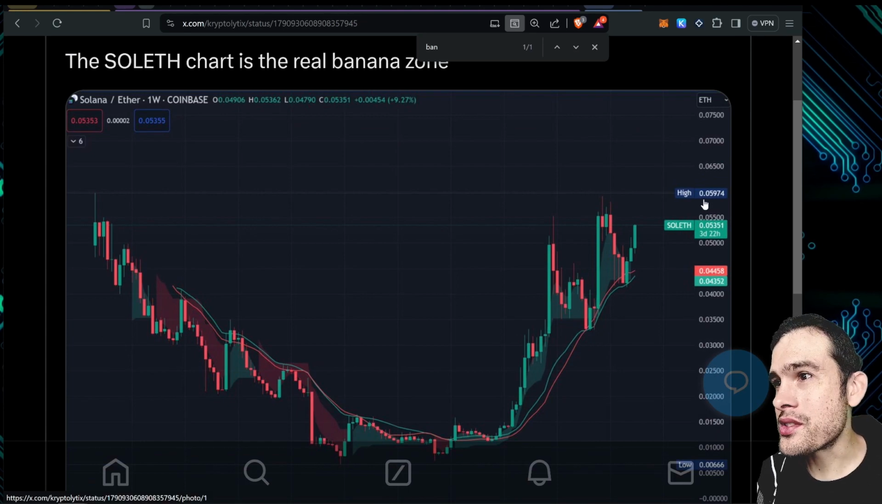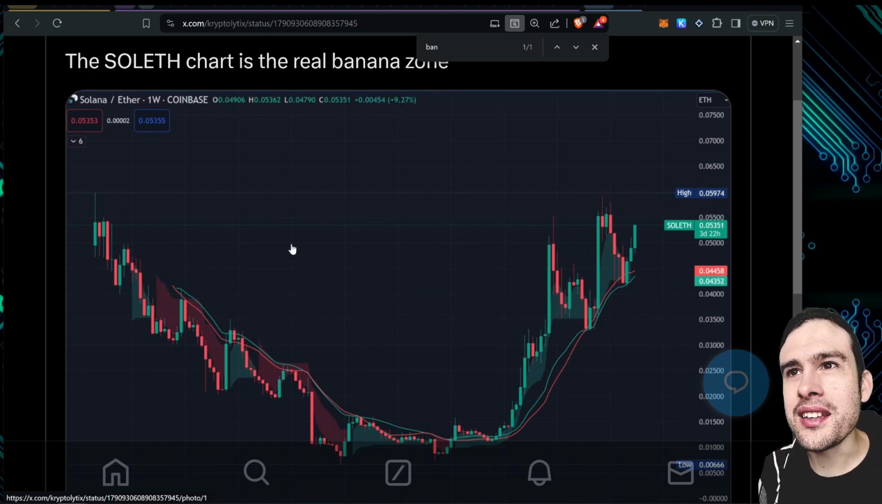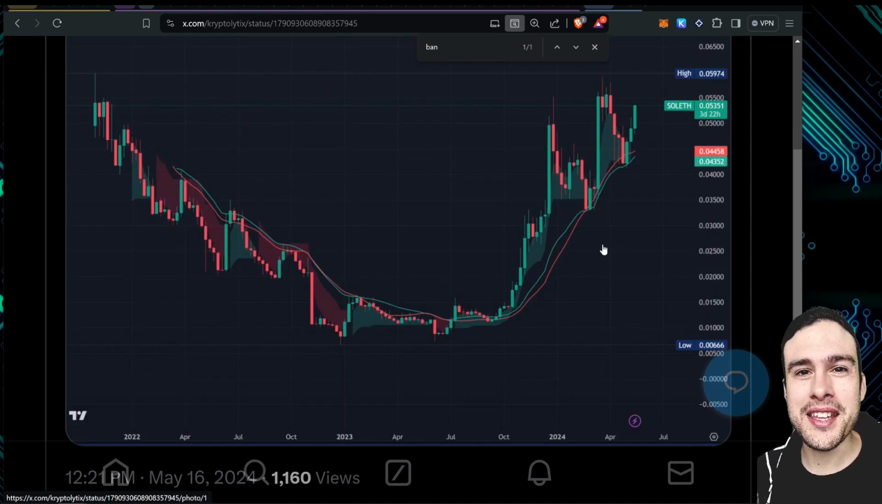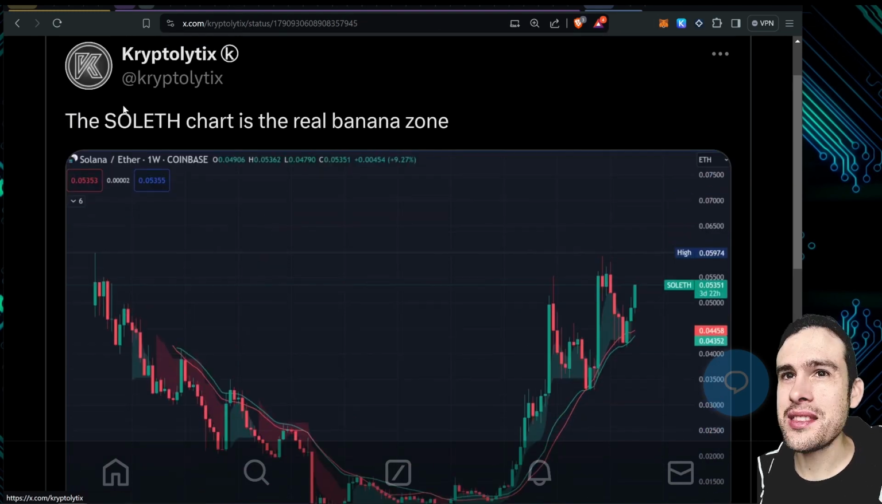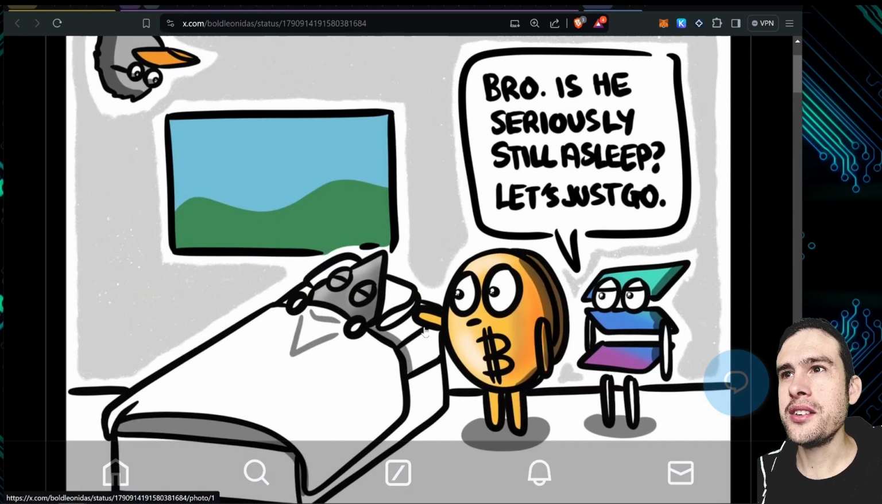So its all-time high was 0.5974, and we were just shy of that, at least on this chart. So people are talking about the banana zone, which is where as soon as we break this zone, it's a massive expansion to the upside, right? So SOL is looking incredibly bullish against ETH at the moment, that's for sure. And it just makes you wonder, is he still seriously asleep? Come on, let's just go.